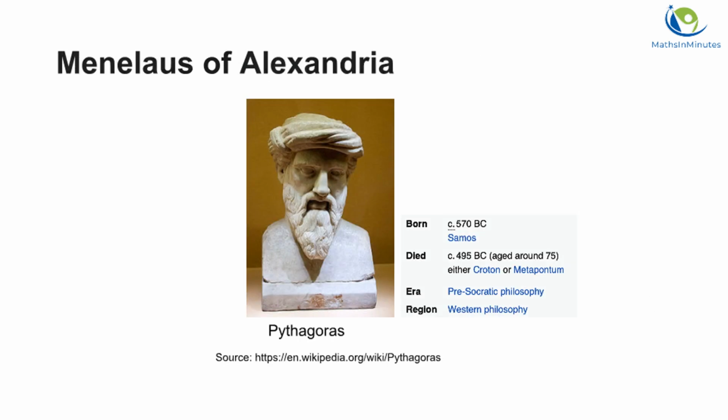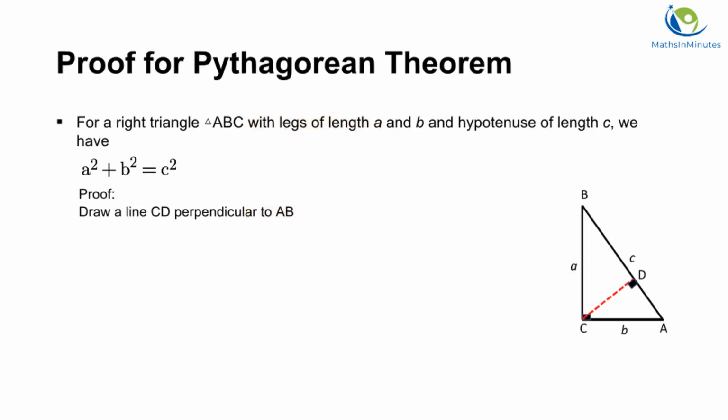The theorem is named for the Greek philosopher Pythagoras, born around 570 BC. We prove Pythagorean theorem using similar triangles. To create similar triangles, we draw a line from point C, perpendicular to side AB, at point D. Based on angle-angle similarity rule, triangle BCD is similar to triangle ABC, thus we have area of triangle BDC over area of triangle ABC is equal to a² over c².